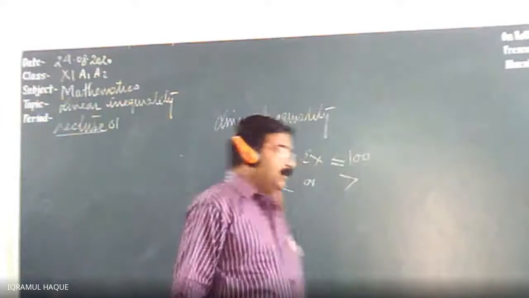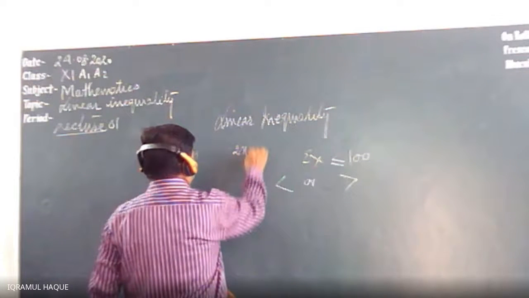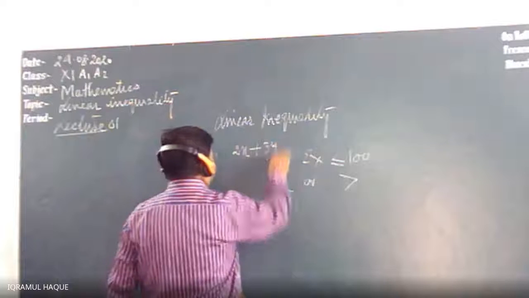Suppose we are given an equation like 2x plus 3y is equal to 5, for example.